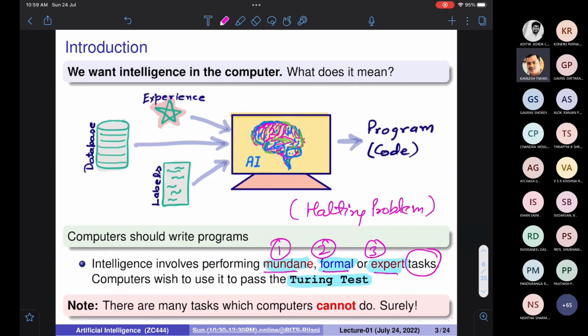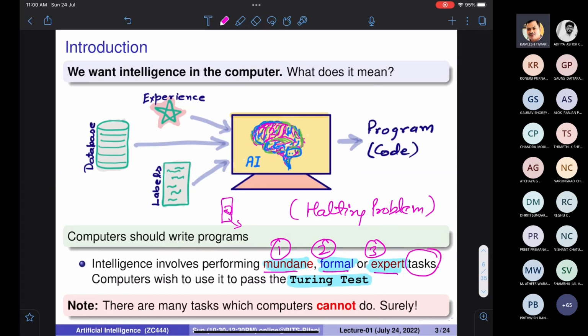Have you heard about the halting problem? Is there anyone who has heard about this? No? Nobody? The halting problem is a very simple problem. If I have a code, can the computer tell whether this code is going to finish or not? Because in a program, there could be an infinite loop. If somebody has written such a program, decide whether it can stop.